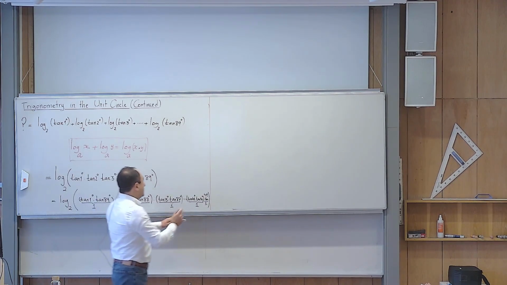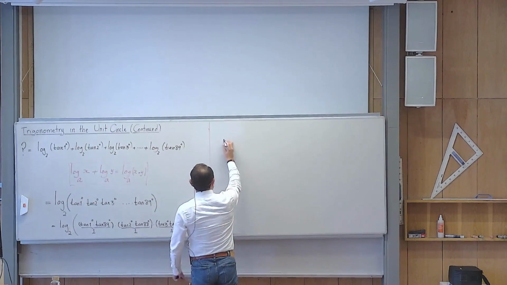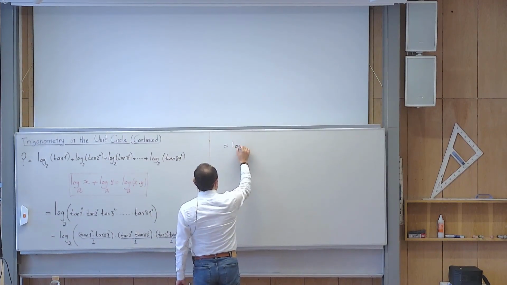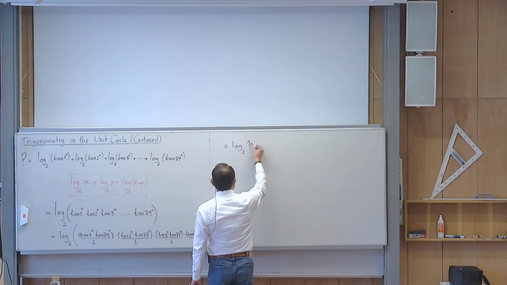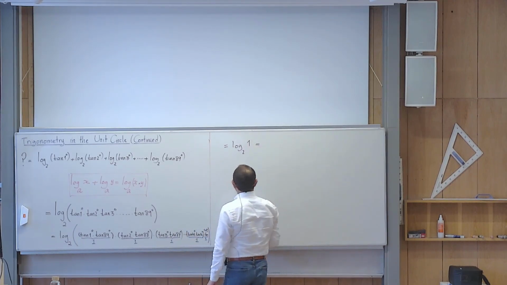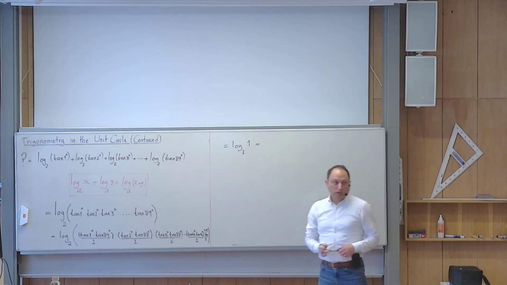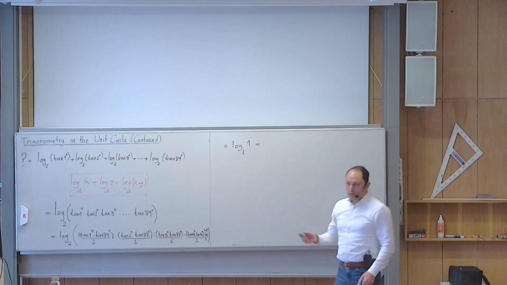And then what happens? So this becomes log of 1 to the base 2. And this log of 1 is famous. Do you remember from Math 2C? What is log of 1? Yes? 0. It is 0. Yes?